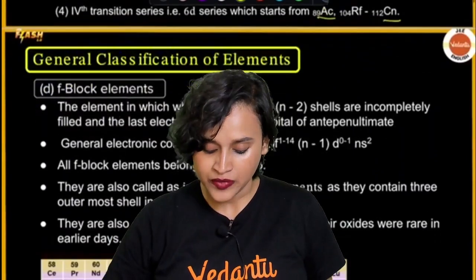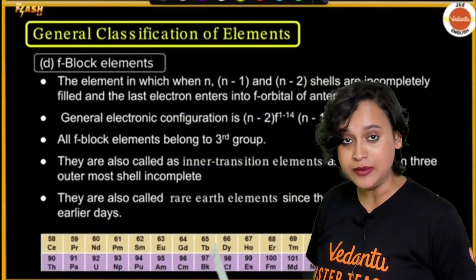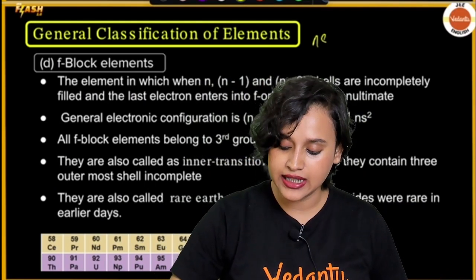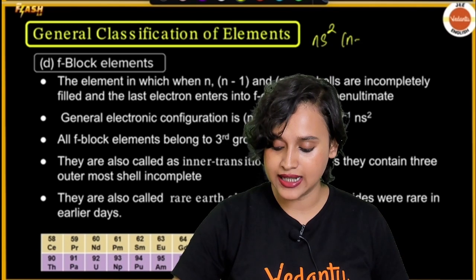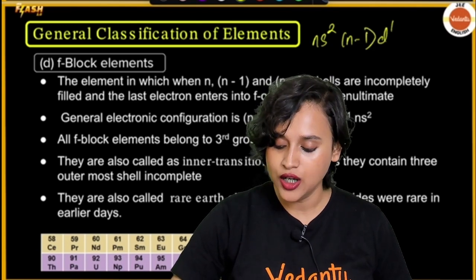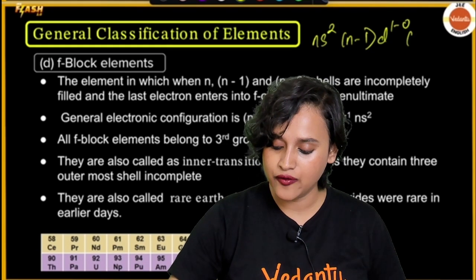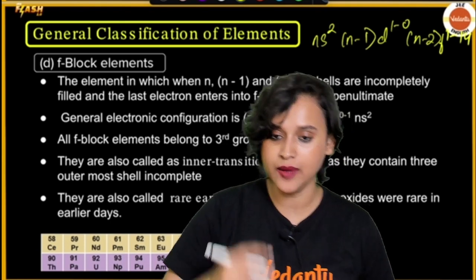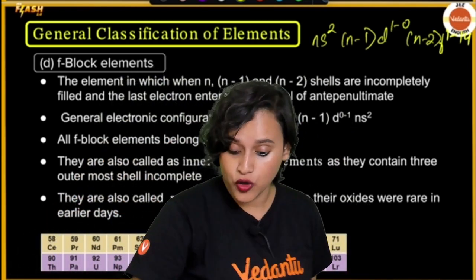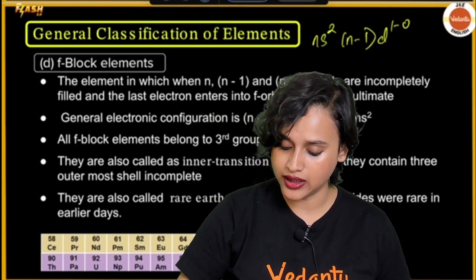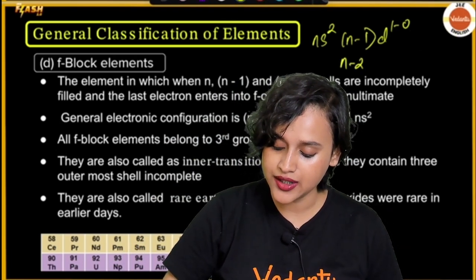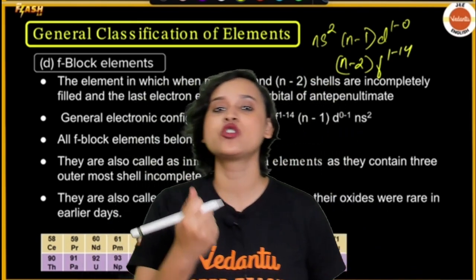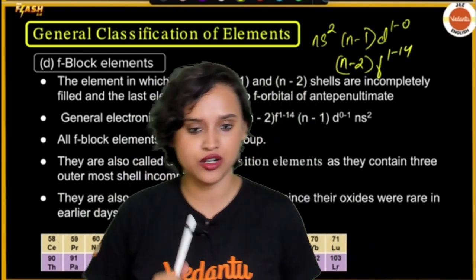Now everybody, finally we reach the F block elements, and here when we are writing the electronic configuration, we will write it as ns2, then we write n minus 1 d1 or 0, and finally you write n minus 2 f to the power 1 to 14, because f can hold up to 14 electrons. So this is your general electronic configuration.